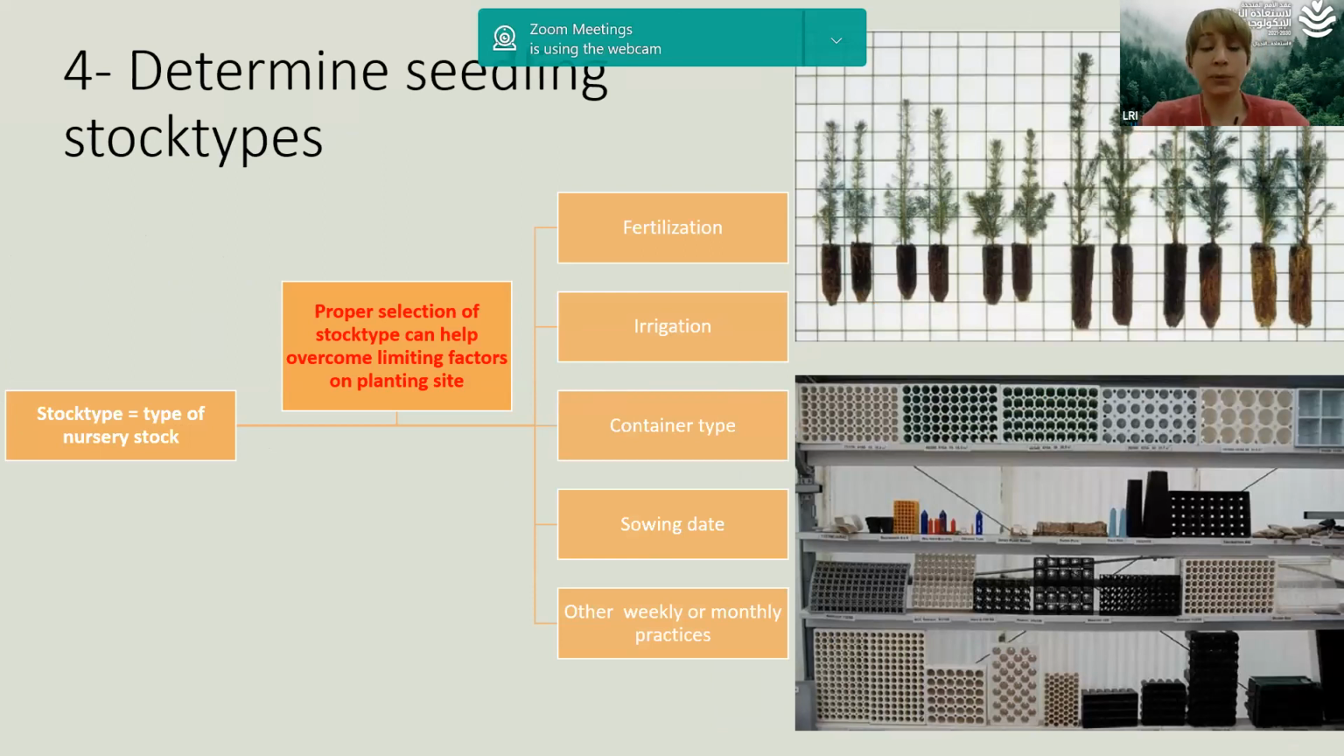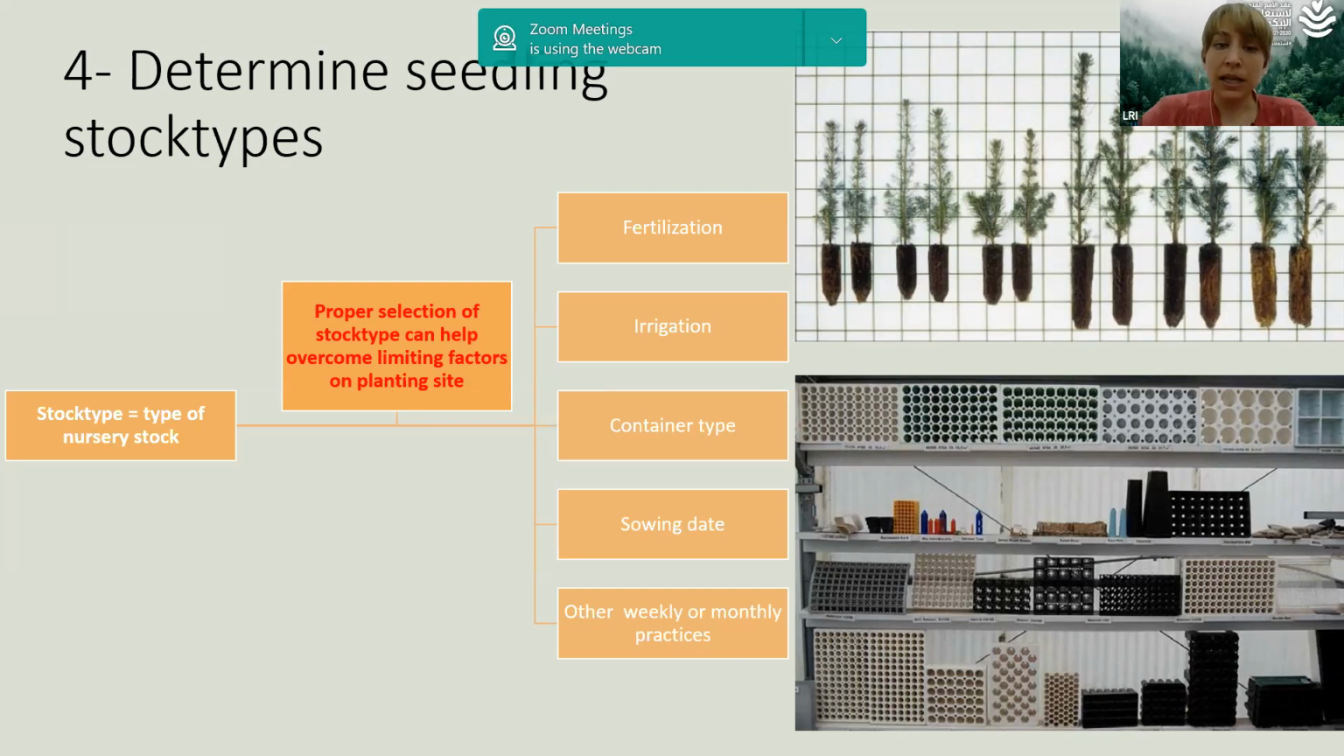What is a stock type? It's a type of nursery stock. And you can see here in the picture on the top right the different sizes, and every size we call a stock type. The different stock types are used in different site conditions and different projects. The proper selection of stock type can help overcome limiting factors on planting sites.